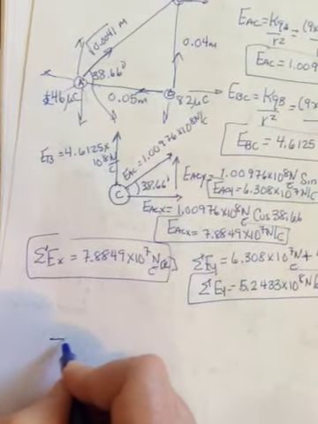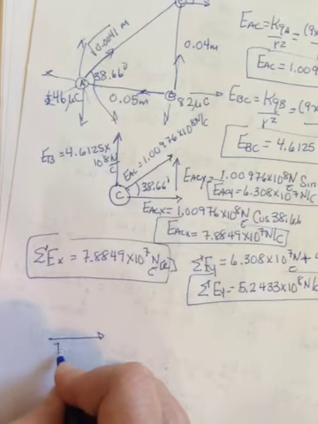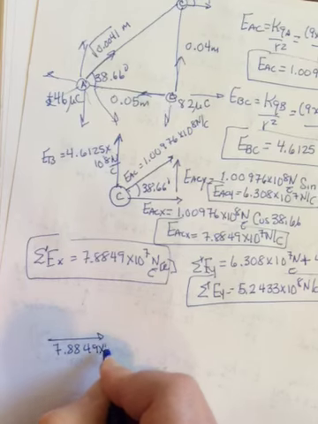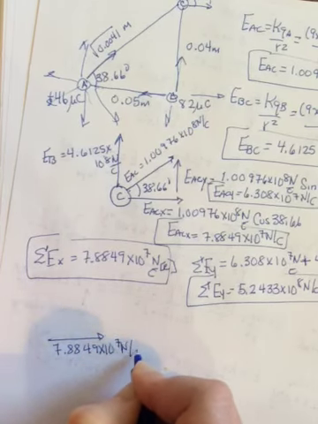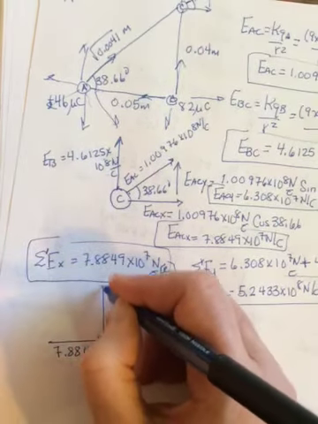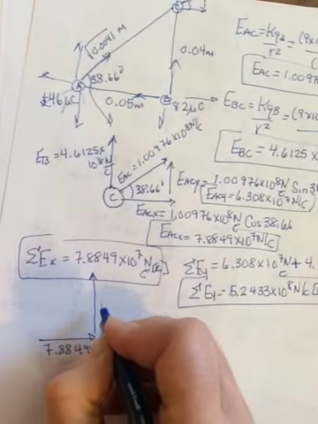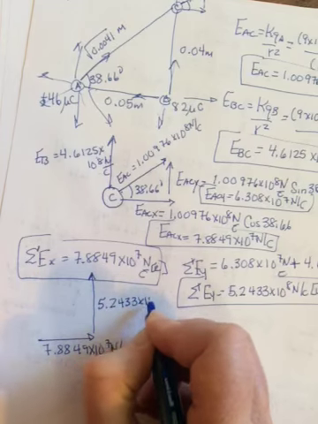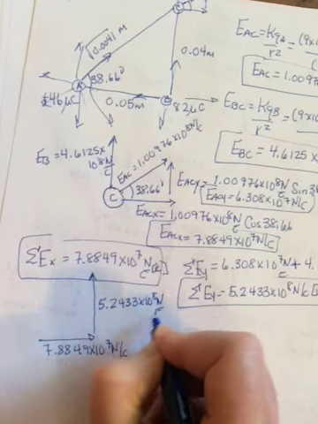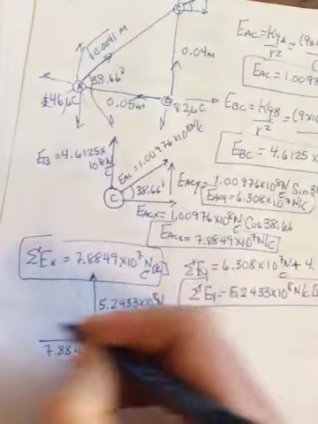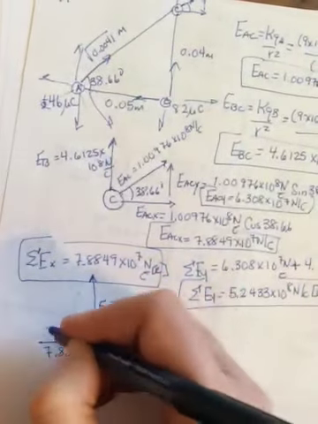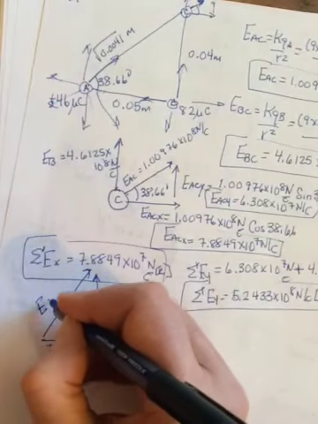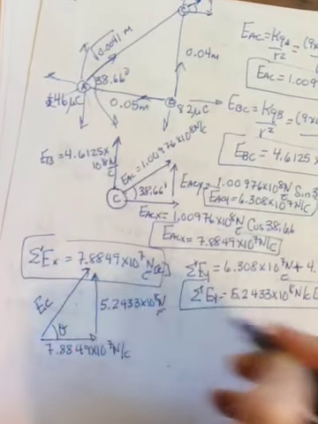diagram. So I have a field to the right, a component to the right, 7.8849 times 10 to the 7th newtons per coulomb, and then I have one going up that's significantly bigger, 5.2433 times 10 to the 8th. This should really be, the x should be a lot shorter than the y because one's to the 7th and one's to the 8th. So this will be my E at C, and this will be my theta.